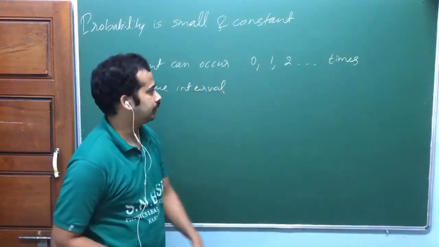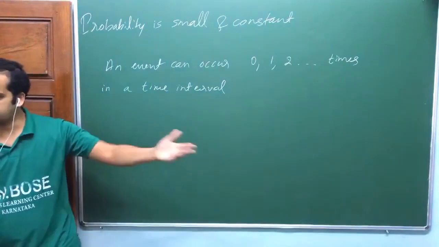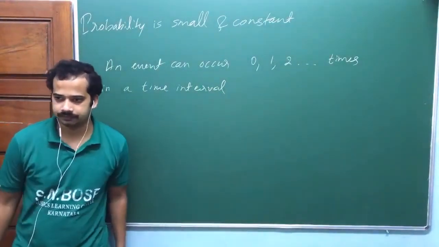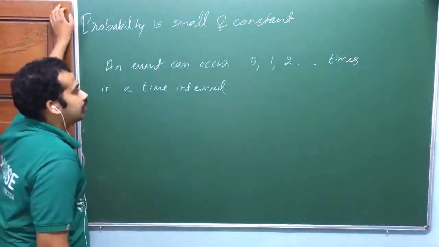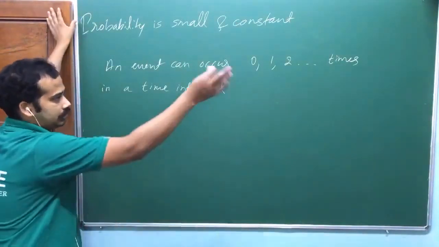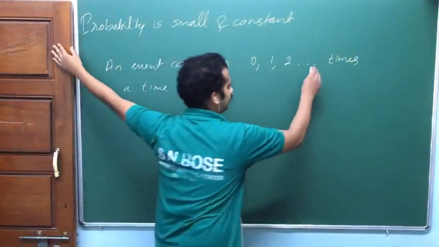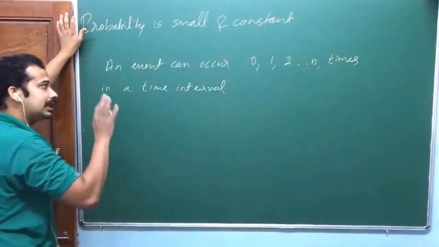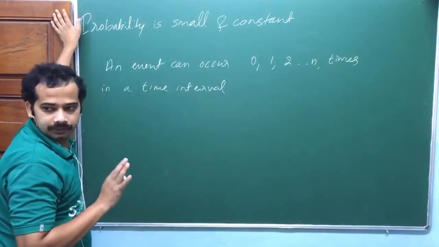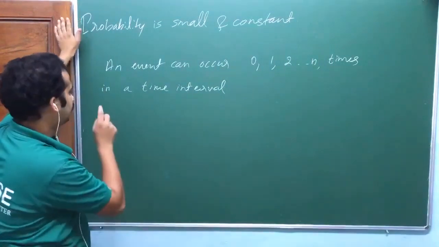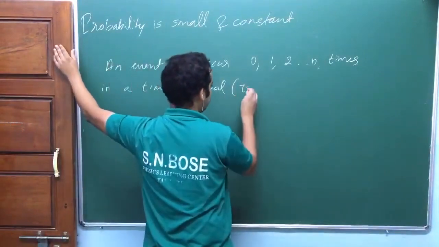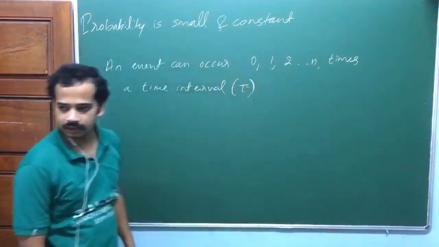Is that okay? Just like you can get 1 count, 2 count, or 3 count in a 2-second interval. Am I right? Very random. An event can occur 0, 1, 2, and so on, n times in a time interval. Let me write n here. Let me call the time interval tau.